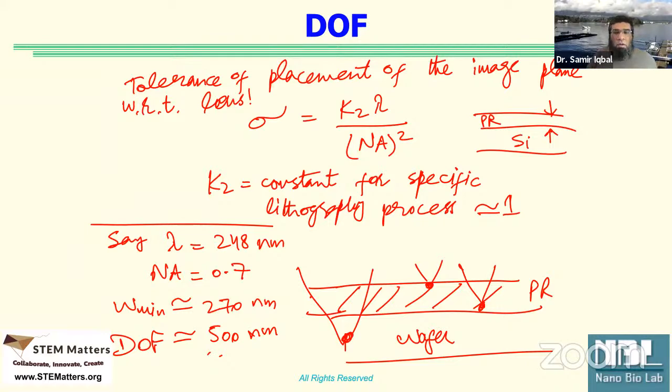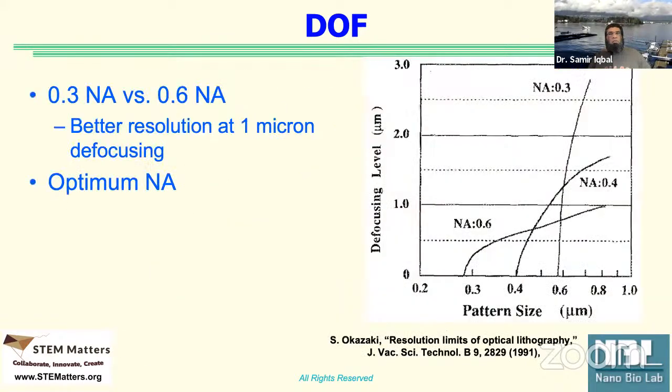And now, for depth of focus, and even for WMIN, lots of data has been collected. Many people have published lots of things about it. So this is an example of how depth of focus would change for different numerical apertures. So in this plot, and it's an old picture from 1991. So lithography is an old trade. And we need to know so we can understand how we can do better on these things.